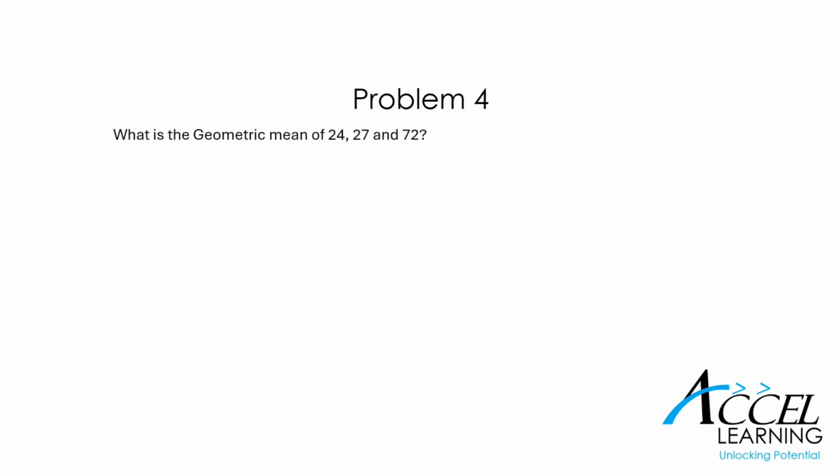So, here's the problem for today's video. What is the geometric mean of 24, 27, and 72? A. 29, B. 30, C. 36, D. 42, E. 54.